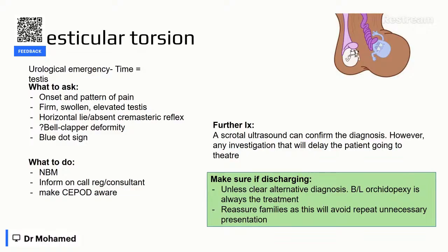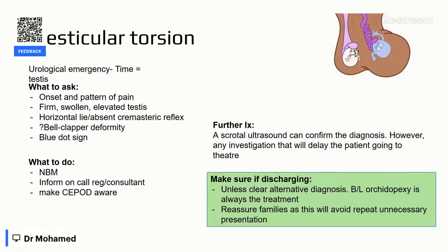And so going back to the bell clapper deformity, because it is a bilateral thing, what they will also do when they're performing an orchidopexy for torsion is fix the other testis as well, because the risk of torsion in the contralateral testis, once you've had it once, is extremely high. It's something like up to 66%. So they'll fix the other testis as well to avoid a re-presentation.